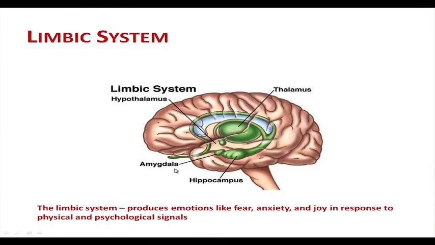So, here is the limbic system. This is the horn like structure, the hippocampus, this is the amygdala, and this is the relay center, or the thalamus. Now, the limbic system, as we can see, produces emotions like fear, anxiety and joy in response to several physical and psychological signals.